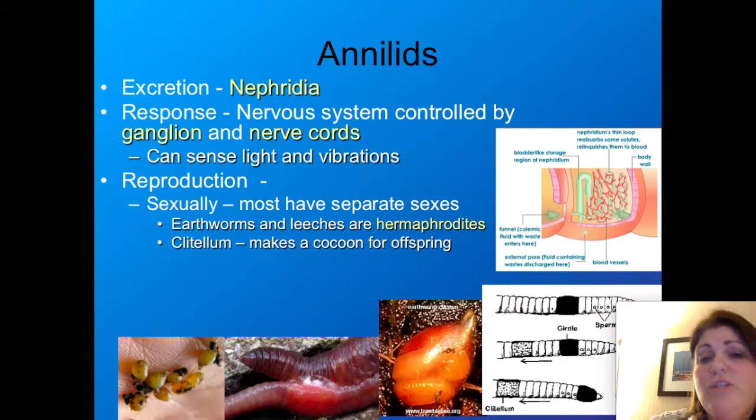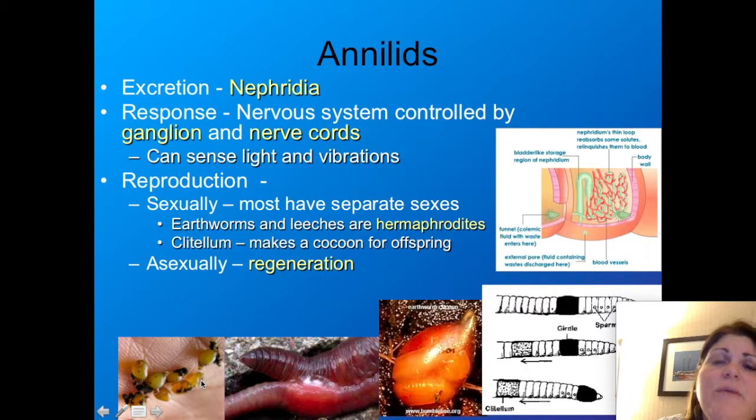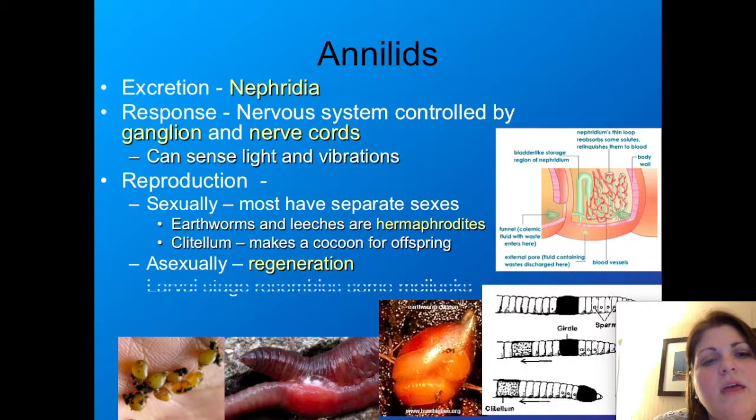That is the structure from which the offspring will develop into a cocoon. That cocoon looks something like this structure here, and the larvae look like this. Their eggs look like that. They also can reproduce asexually. Remember, regeneration means that each part of them can regrow into a new worm.